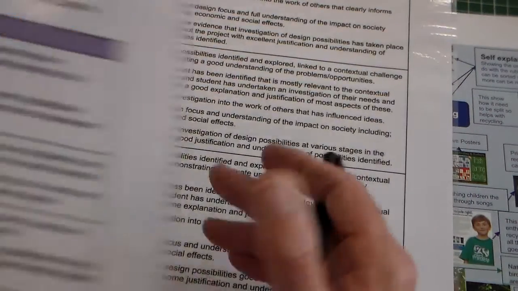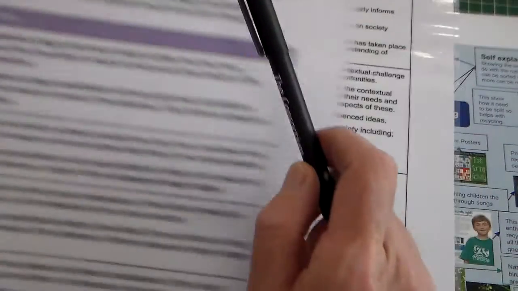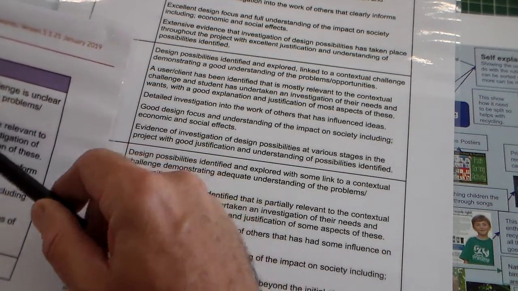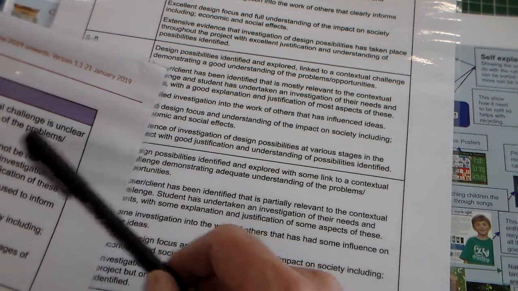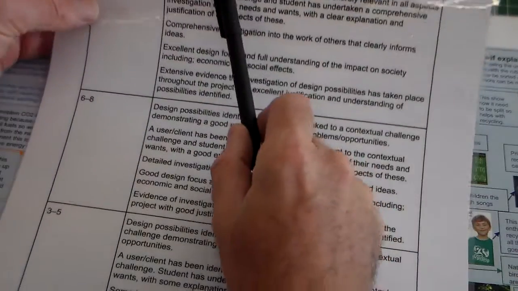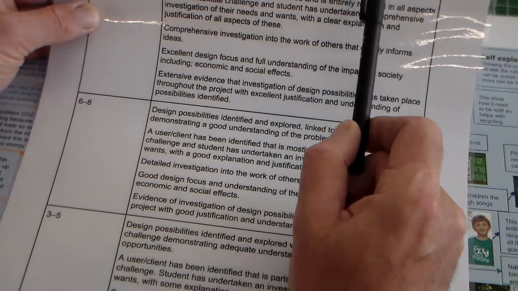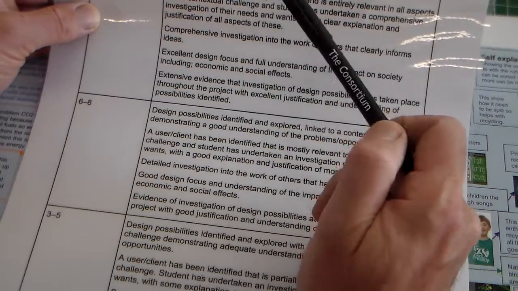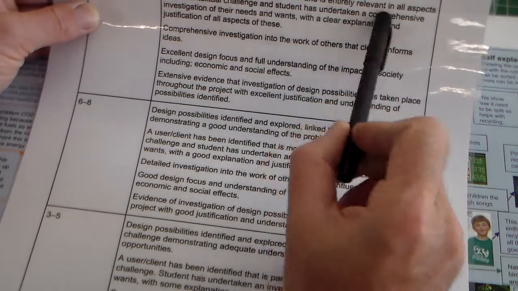The mark scheme here starts off, so if we look, it says basic. Some people have asked about the link to the contextual challenge. So in 1 it says basic design possibilities identified, link to the contextual challenge is unclear and student demonstrates only a limited understanding of the problems. Where we go up to the 10 it says design possibilities are identified and thoroughly explored, directly linked to a contextual challenge, demonstrating excellent understanding of the problems and opportunities.